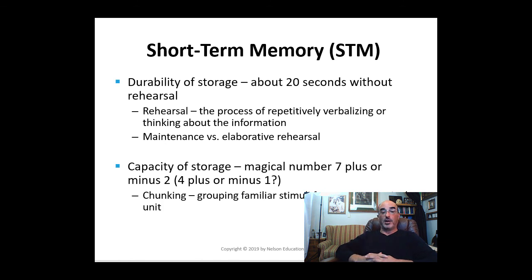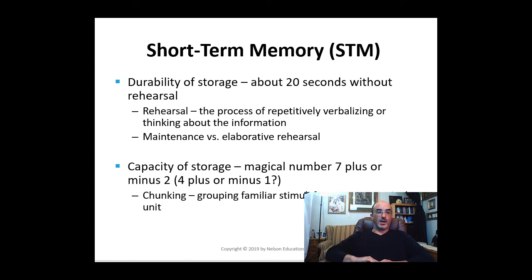So for example, the number 8675309 can be thought of as 7 individual numbers, or it can be chunked together in groups of 2 or 3. Our short-term memory also has a limited duration. In other words, information can only be kept there for a brief period of time, and then it's lost unless rehearsal occurs.